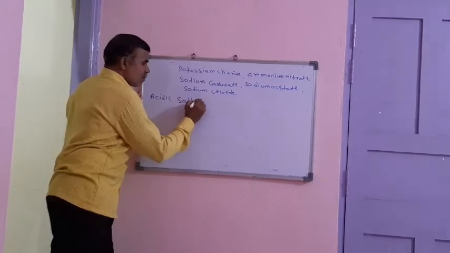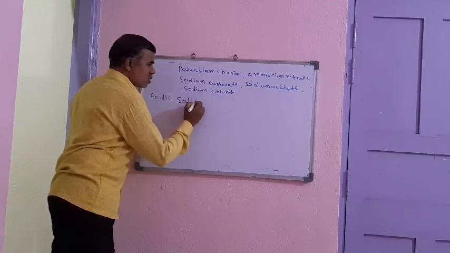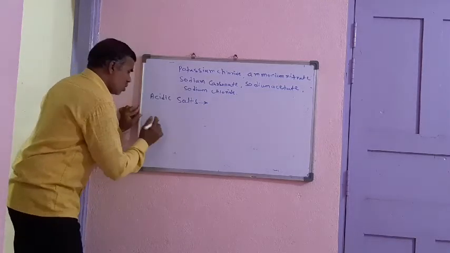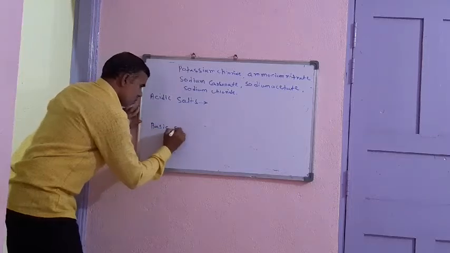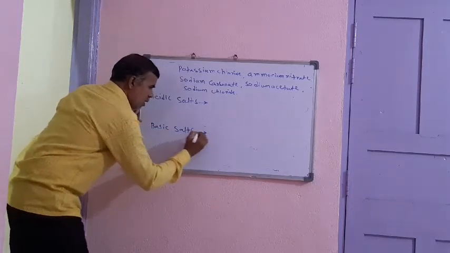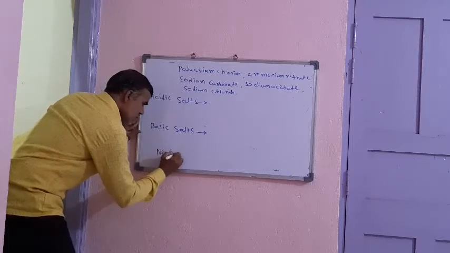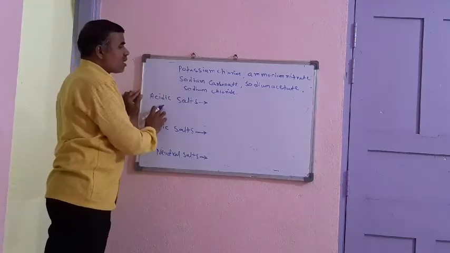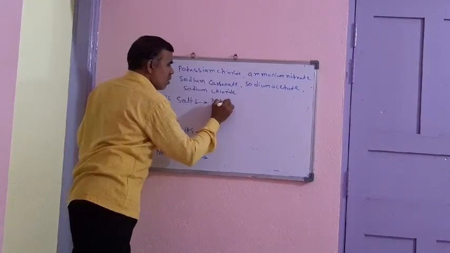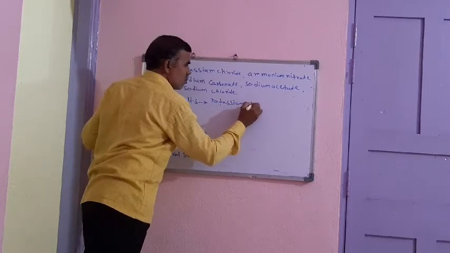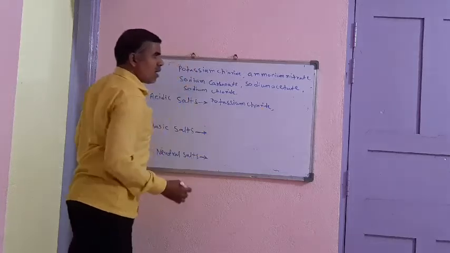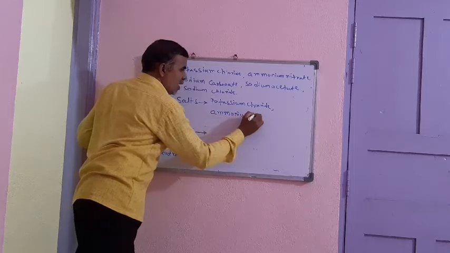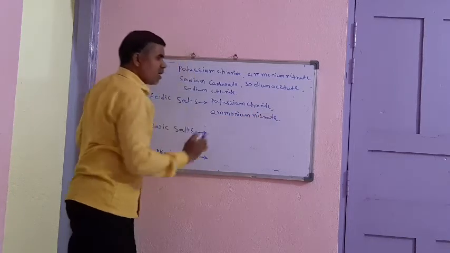ऍसिडिक सॉल्ट्स यामध्ये आपल्याला सांगता येईल. नंतर दुसरा आहे बेसिक सॉल्ट, सेकंड बेसिक सॉल्ट, आणि थर्ड आहे न्यूट्रल सॉल्ट. यामध्ये पाहता ऍसिडिक सॉल्ट इज अ पोटॅशियम क्लोराइड. नंतर आहे अमोनियम नायट्रेट. हे दोन्ही ऍसिडिक सॉल्ट आहे.